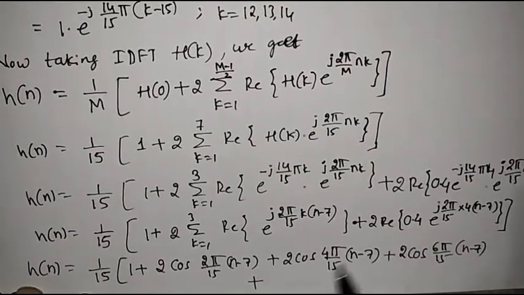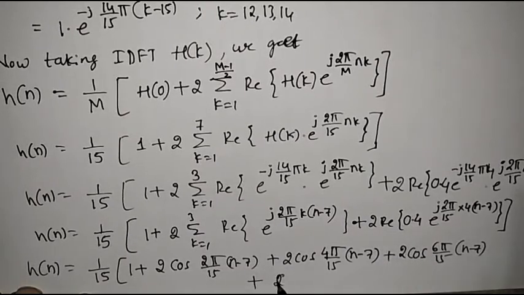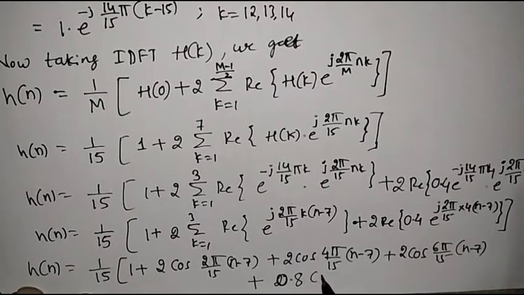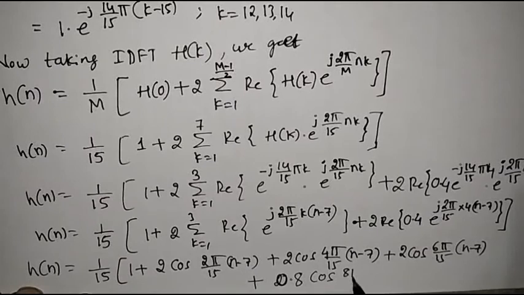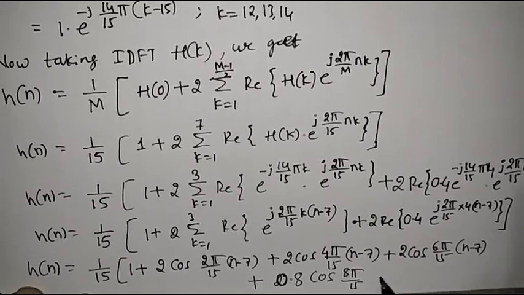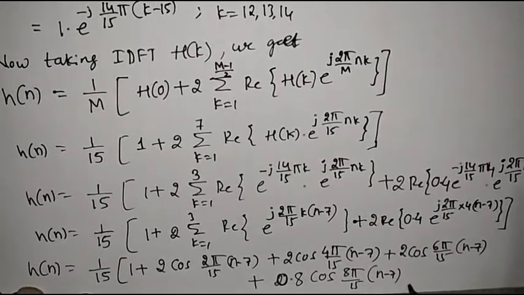Plus 2 into 0.4, that is 0.8 cos of 8 pi by 15 (n minus 7).